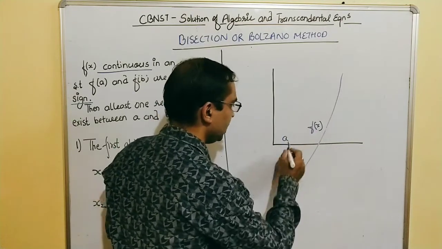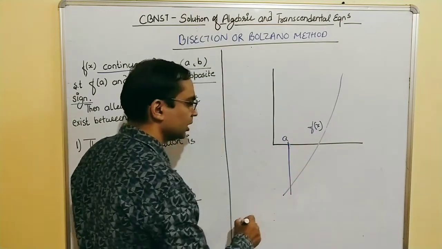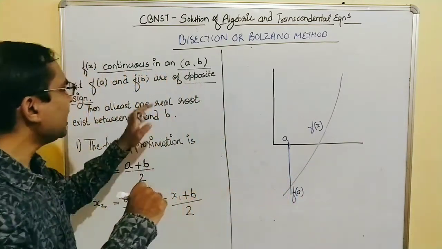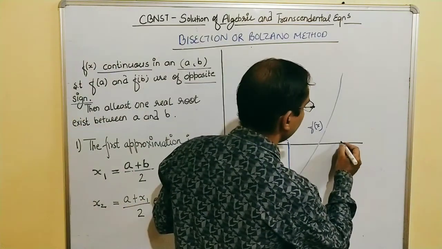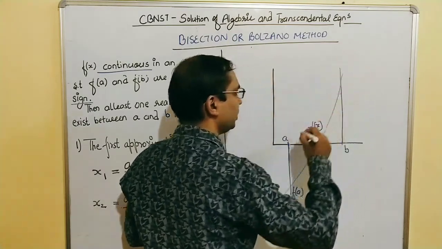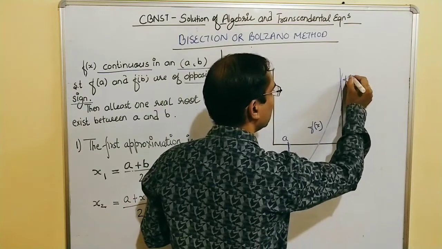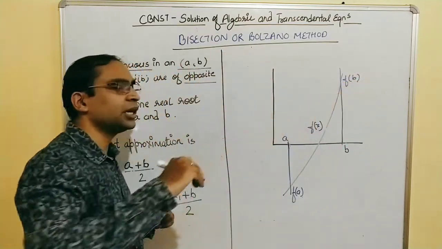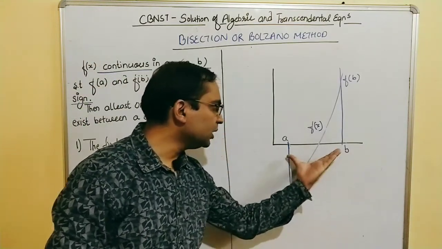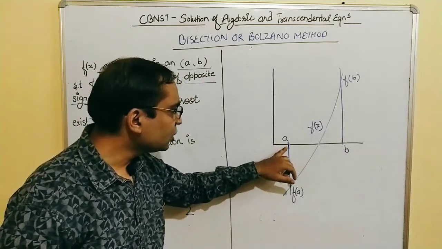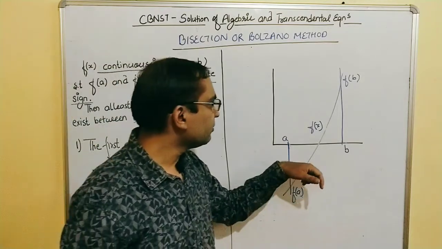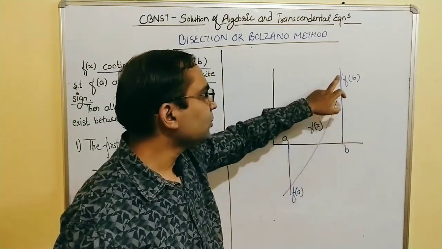So this is a, and this cuts the curve at this point, which is our f(a). The other end point is b. If we draw a perpendicular, it will cut the curve and give us the value f(b). So this is the interval, and at a the function's value is negative, as it is on the negative side of the axis, and at point b the function's value is positive.